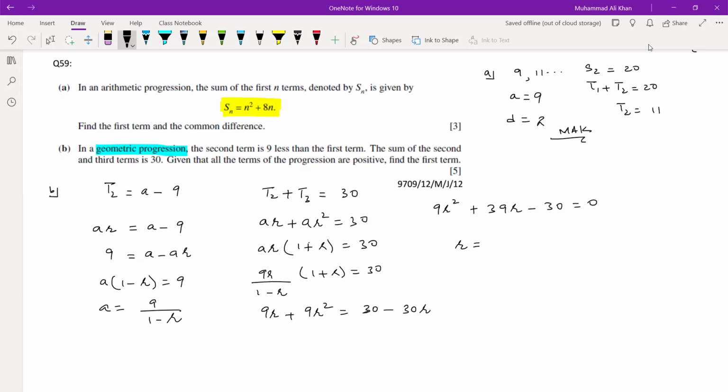What are the two values of R? 2 upon 3 and minus 5. Reject this one, because all the terms are positive. Yes. Now we have to calculate the value of the first term. R is 2 over 3, put it in. So the value of A is 9 over 1 minus 2 over 3. And what is the answer? 27. The answer is 27. Are you clear?